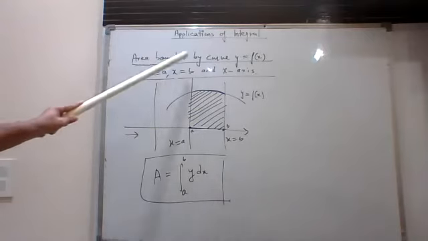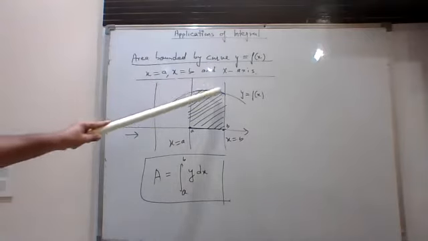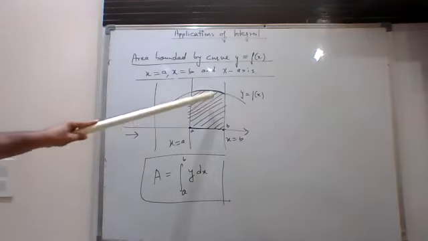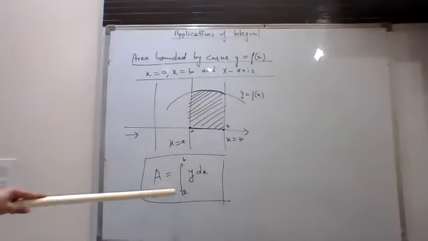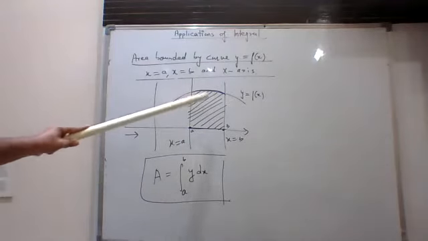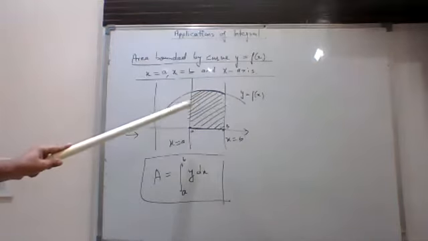So the area bounded by the curve y equal to f(x), x equal to a, x equal to b, and the x-axis will be this shaded area. And when we write this definite integral from a to b of y dx, this represents this particular area. Now let us start with the questions.